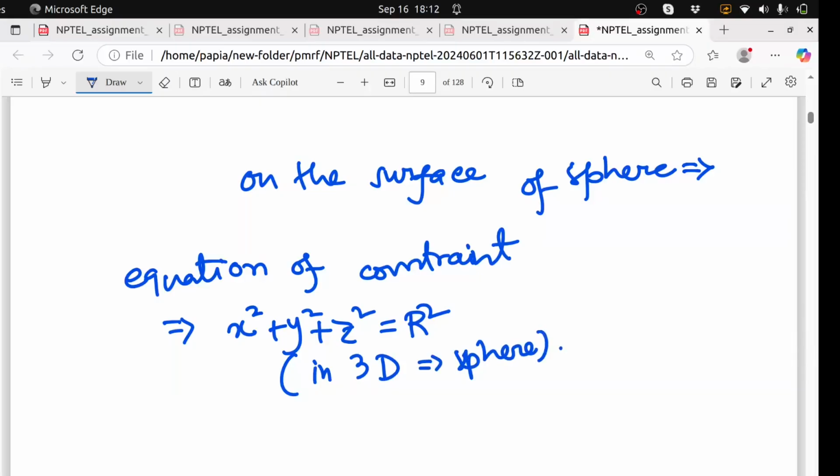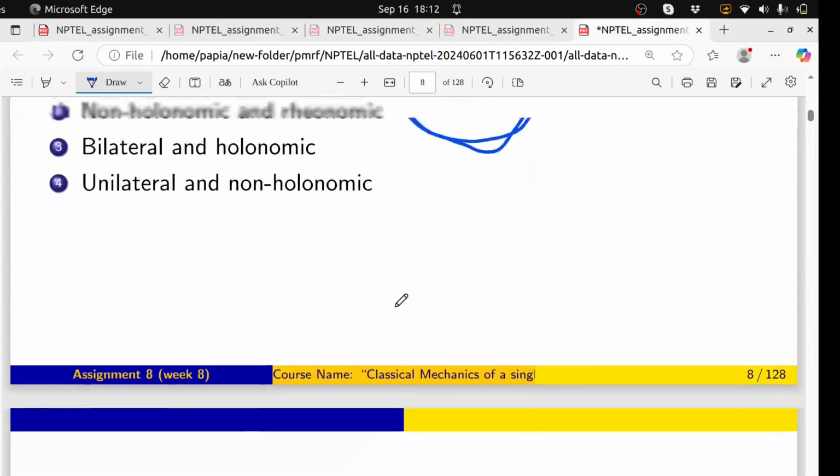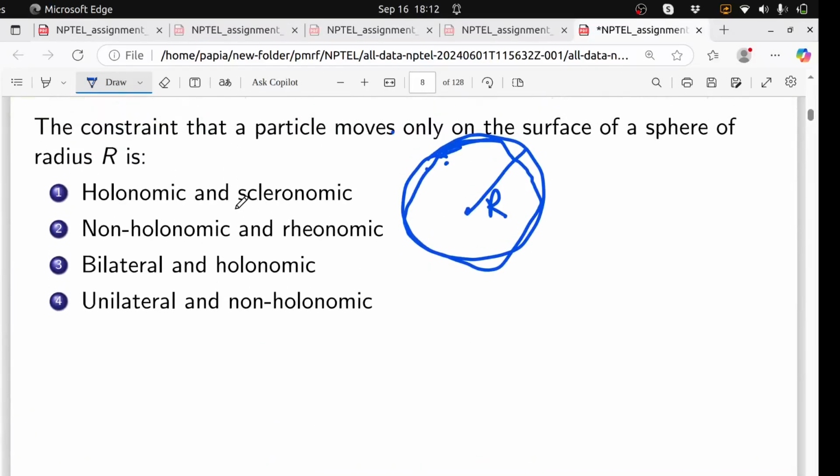Okay, so we can see that this is the equation of constraint in our case, as the particle is constrained to move on a surface of a sphere of radius r. So what are the options given here? Holonomic and scleronomic, non-holonomic and rheonomic, bilateral and holonomic, unilateral and non-holonomic. Holonomic and scleronomic means it should be an equality, and there will be no t.